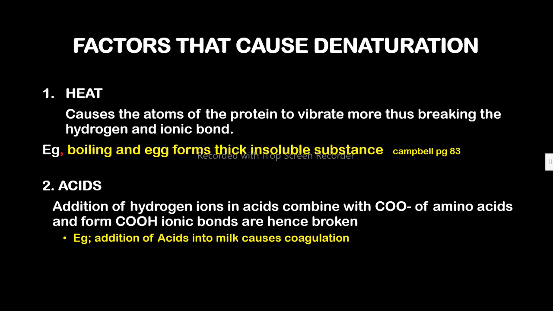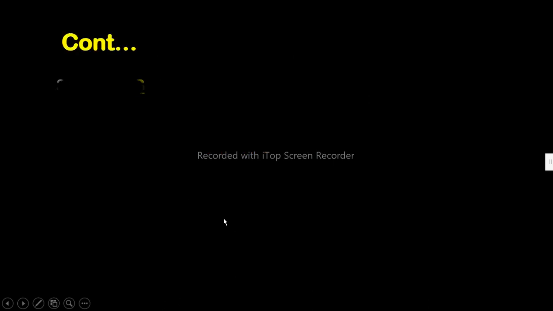They are going to live in the milk, respire, and produce carbon dioxide. Carbon dioxide decreases the pH, and then the milk coagulates. So that's why you should keep your milk safe. Then we have bases. I think that's what is next.